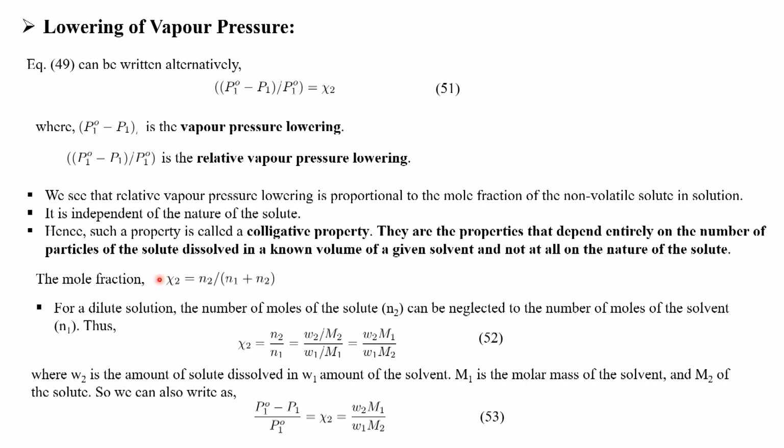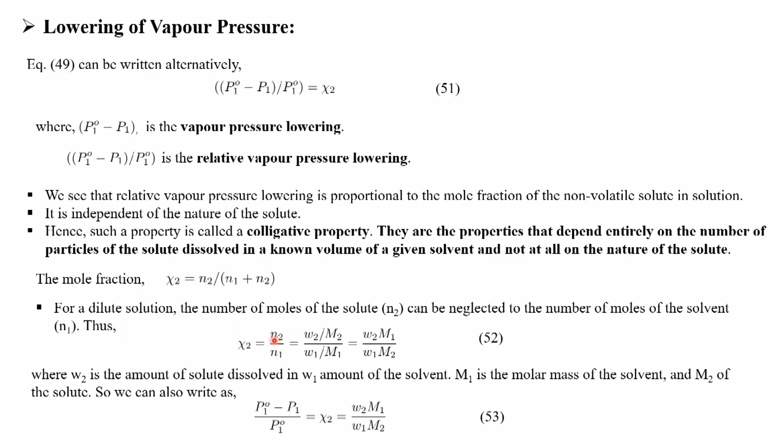Now the mole fraction x2 we know is N2 by N1 plus N2. For a dilute solution, the number of moles of the solute N2 can be neglected in comparison to N1. When we consider a dilute solution, the solute is present in a very small amount, so we can neglect the term N2 in the denominator. So we get N2 by N1, where N1 is the number of moles of the solvent. So we can write x2 is nothing but N2 by N1.